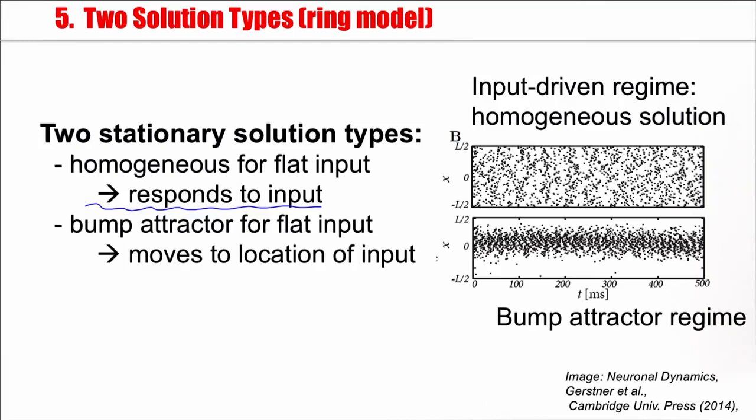Now, the other solution is that even in the absence of input or for flat input with no structure, spontaneously a bump forms. This is my bump profile. Now, if I have an input, then the bump would occur at the location where the input is. So if I initialize here by putting an input pulse at this location, then the bump would appear around here. If I initialize somewhere else, the bump would sit over there. So we have these two different solution types. Both are stationary solutions. Both can be stable solutions.